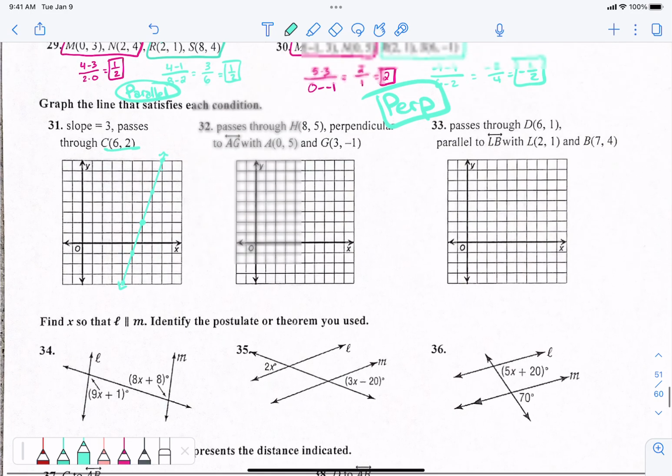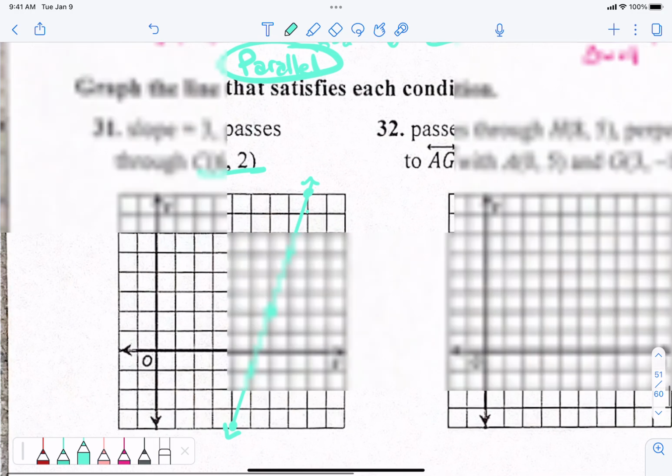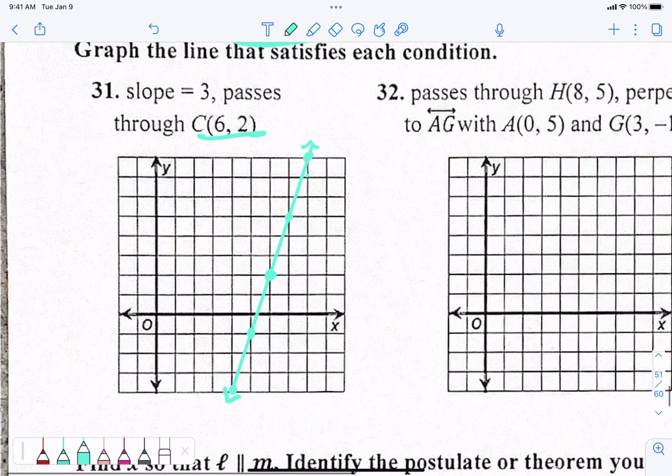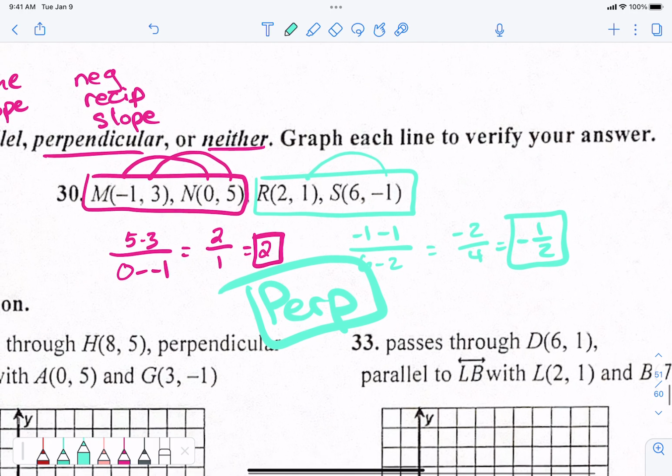Well, on the test, I'm probably going to ask you for the equation of the line. Should we go through and do the equation? Because I'm going to probably ask you that on the test. I don't know why I don't ask you that. We're going to have to go off the graph, that's why. What did you get for 30? Perpendicular. This is negative 1/2 and 2.